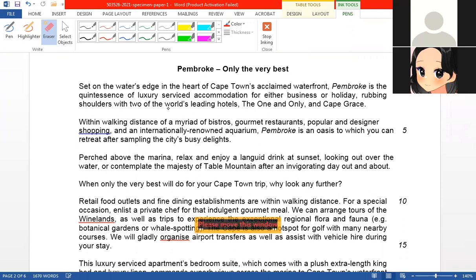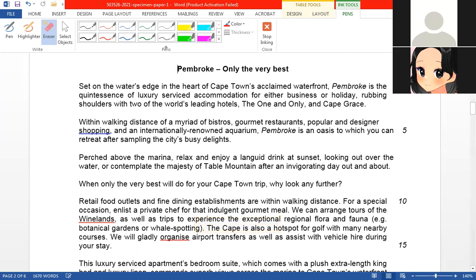Set on water's edge in the heart of Cape Town's acclaimed waterfront, Pembroke is the quintessence of luxury serviced accommodation for either business or holiday, rubbing shoulders with two of the world's leading hotels, the One and Only and Cape Grace.